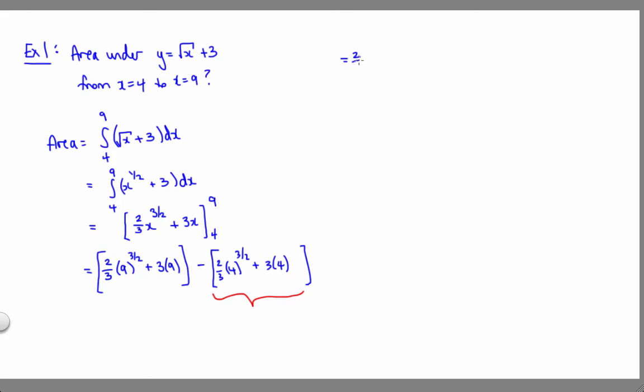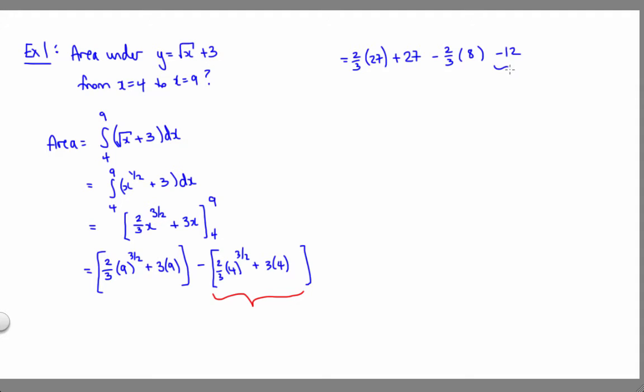We've got 2/3 times 9 to the 3/2, which is going to be 27, and we're adding 27 to that. And then I'm going to be careful about the signs here. We're going to have minus 2/3 times 4 to the 3/2, which is going to give us 8. And we're going to have minus 12.